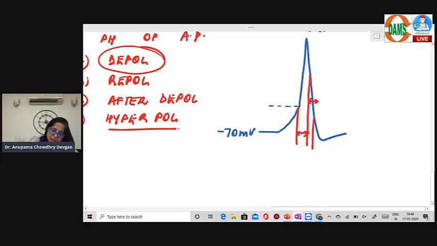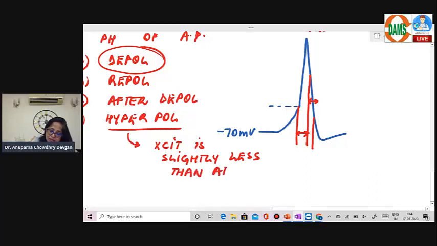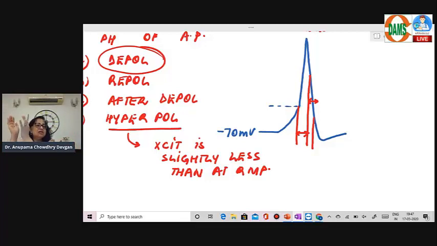What happens in the hyperpolarization phase? Excitability is slightly less than at resting membrane potential. Not difficult to understand, because now in the hyperpolarization phase, the potential is -71 to -72 millivolts. That means to change the potential from -71 to -72 and take it to -55, I need a stronger stimulus. So excitability is slightly less than at RMP.